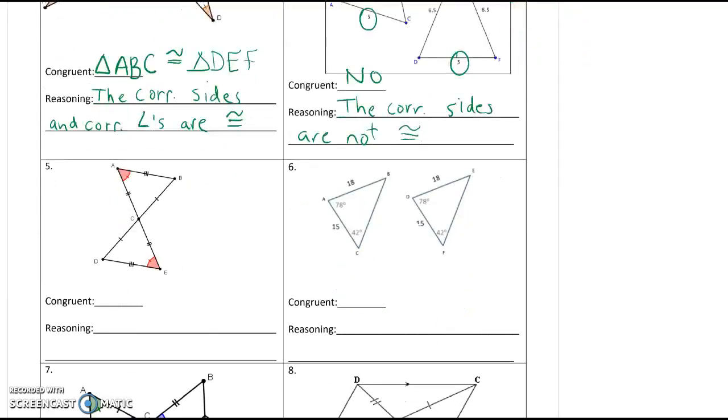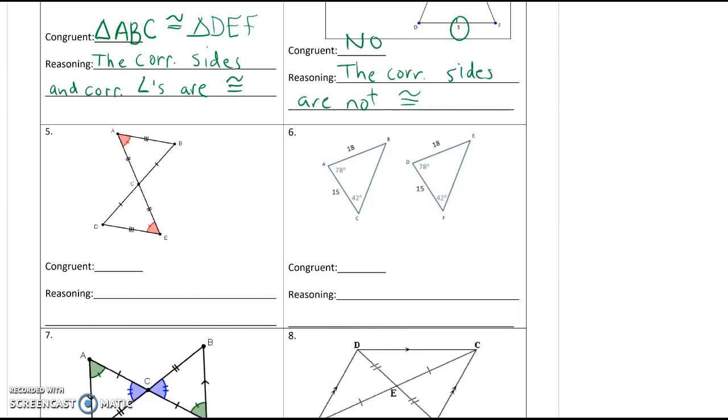Alright, so let's take a look at number 5. Do you see these 3 tick marks? Okay, so we can see that there's 3 congruent sides. Let's list the name of them. Okay, so let's look at sides. Alright, so let's start off with this triangle right here with the 1 tick mark.